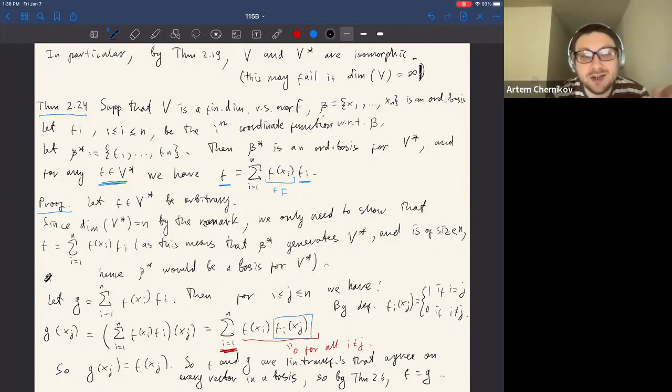Okay, but this demonstrates that F, which was an arbitrary element of the dual space, V star, is in fact of this form. It is a linear combination of the fi's. So this shows that beta star, the collection of all fi, is a generating set. And by what we remarked earlier, it follows that it is a basis, right? Okay. So this concludes the proof. Okay. So this shows that indeed beta star is a basis.